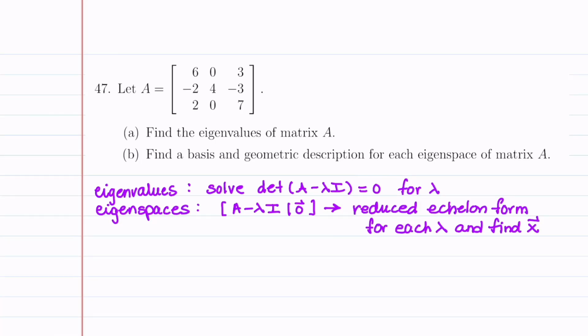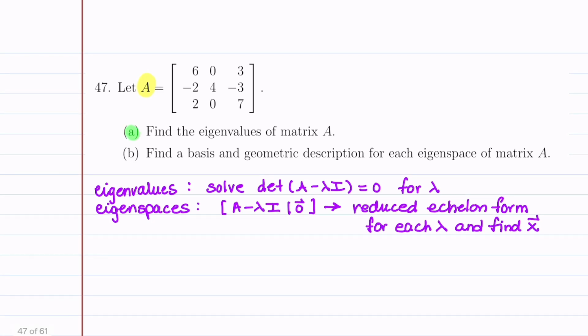In this problem, we're given a matrix A, and it's a 3 by 3 matrix, and we're asked to find two things. We're asked to find the eigenvalues of this matrix, and then we're asked to find a basis and geometric description for each eigenspace of matrix A. Let me tell you exactly how we're going to do this.